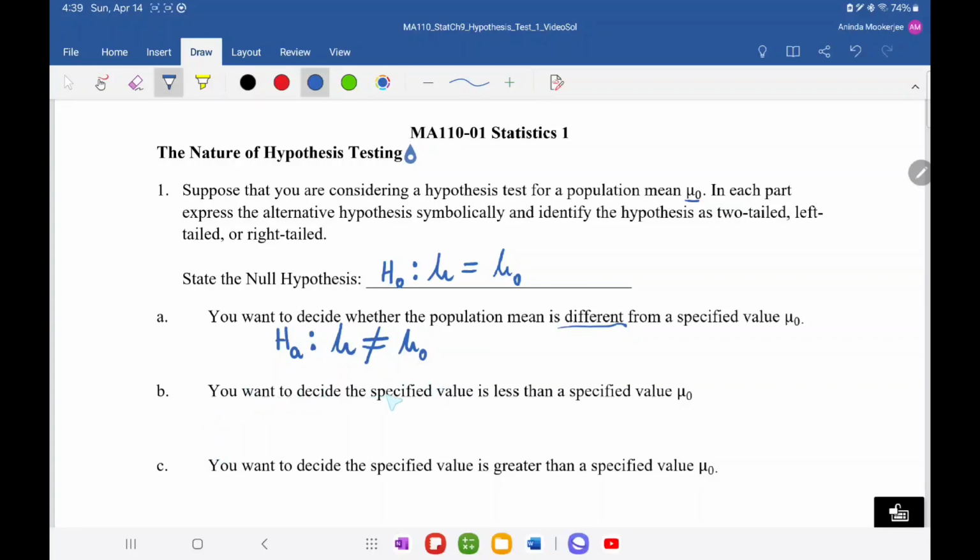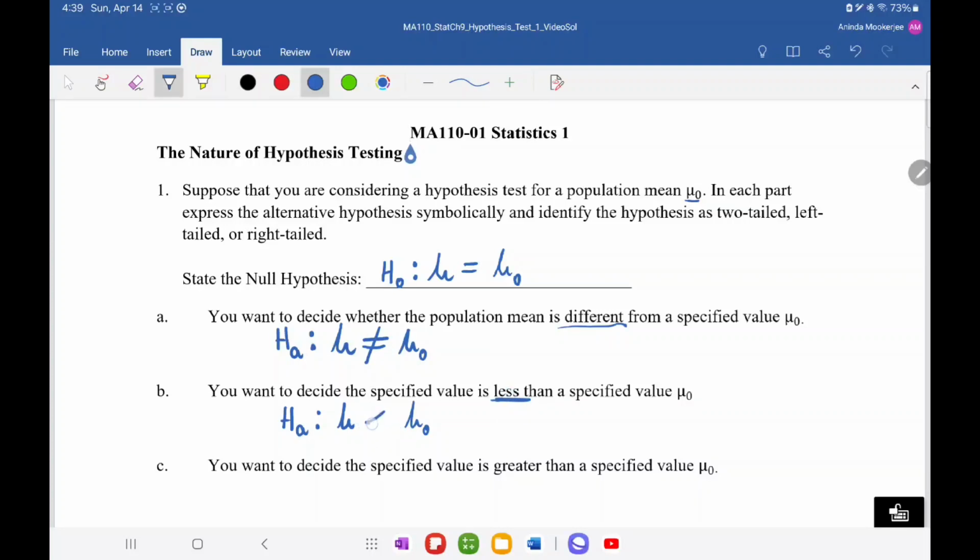B says you want to decide whether the population mean is less than a specified value mu sub 0. Again, it's H sub A. We are still working on the alternate hypothesis. So H sub A colon mu, and then on the other side also there's going to be the null hypothesis population mean. But the question here, part B, says the specified value is less.